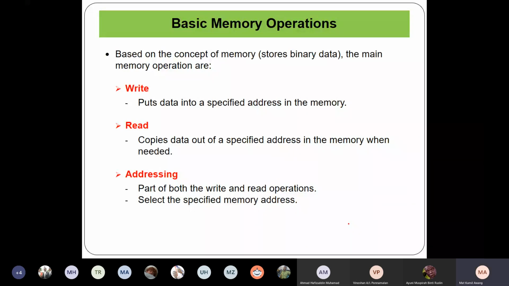What does it mean by read? Read basically means copying data out of specific addresses in the memory where needed. When you want to edit that Microsoft Word file, for example, you read from that memory and put it into the temporary memory in your computer.